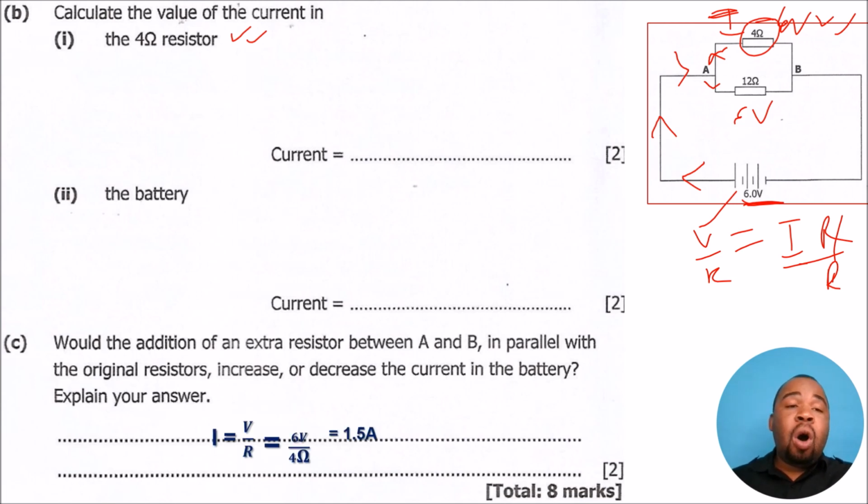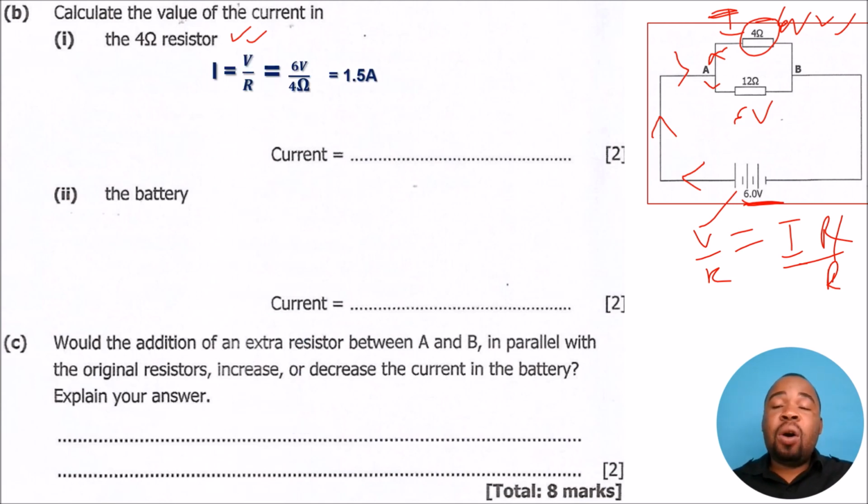Consequently, we recall Ohm's law. I is V over R after making I the subject of the formula. What is the voltage on that branch? It's 6 volts. Why? Voltage is not divided. The source voltage is the same as the branch voltages. On that branch, the resistance is 4 ohms. So we now have 6 divided by 4, and we are going to get 1.5 amps.